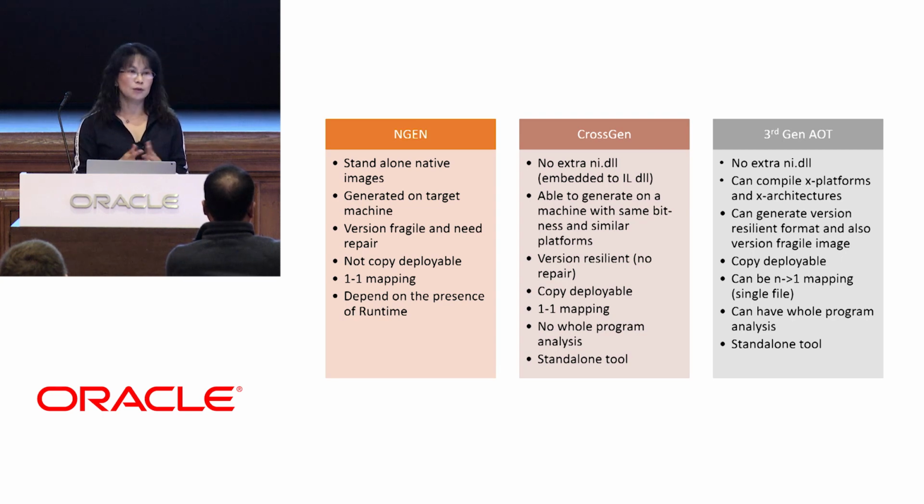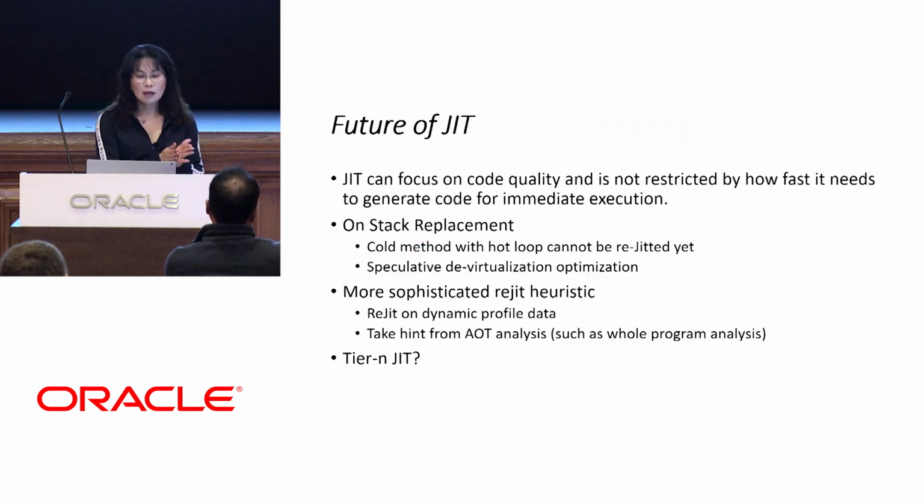But you would prefer not to have 200 files. And NGEN itself, I didn't mention that earlier on, it actually depends on the presence of the runtime. CrossGen itself is a standalone tool, so that tool itself, you can copy and use it. Third generation one will also be a standalone. Now I want to talk about the future of JIT.